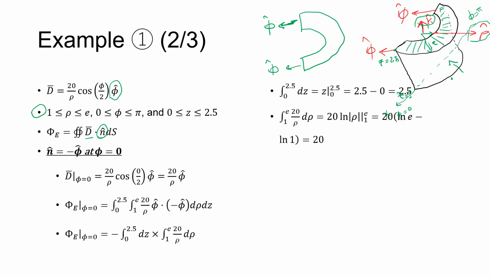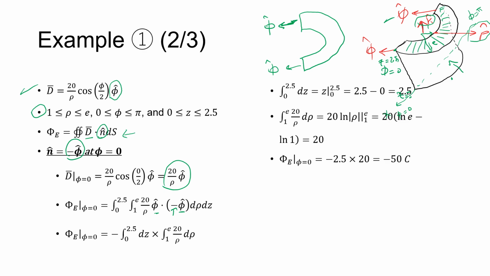So our n here, as we can see, is negative phi, and of course also here it will be negative phi, and the value of phi at this specific point is 0. So we will apply this to our D equation. Once you apply this, you get cosine 0, which is just 1, and then you are left with 20 over rho in the direction of phi. Then we apply the equation, substitute here. Then you will get a minus phi multiplied by phi. This dot product will result in 1, but of course not forget about the negative sign.